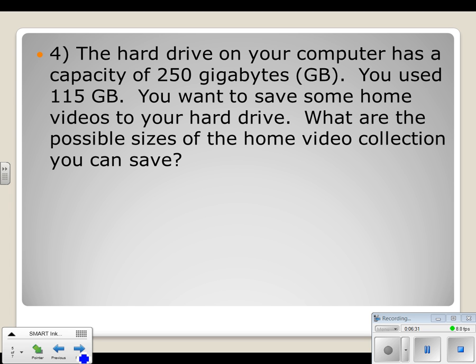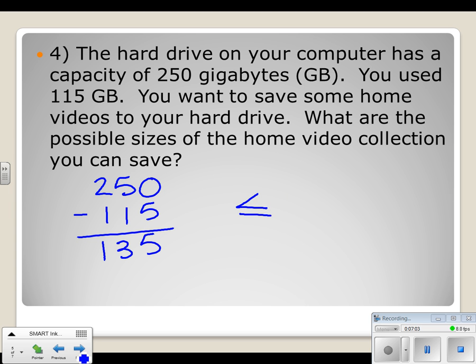The hard drive on your computer has a capacity of 250 gigabytes. You used 115 gigabytes. You want to save some home videos to your hard drive. What are the possible sizes of the home video collection you can save? So if the capacity is 250 and you've used up 115 of those gigabytes, you have 135 left. That means when it asks what are the possible sizes, it would be anything less than or equal to 135 gigabytes.